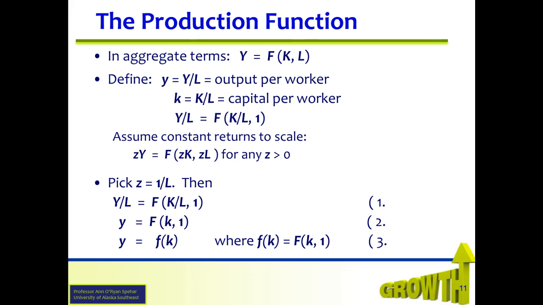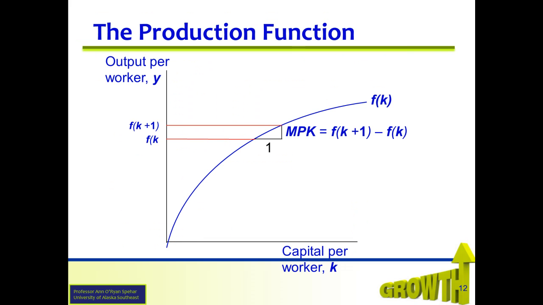This is important, so I'm going to say it again. This is the same function we used before, but now we are looking at a production function that is a per worker output function. Here is our familiar production function graphed. This production function is using capital per worker, little k, as the input and producing output per worker, little y. Notice that the marginal product of capital is the slope of the production function, just as before.